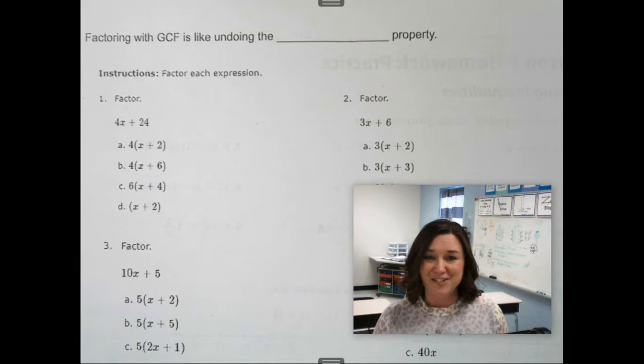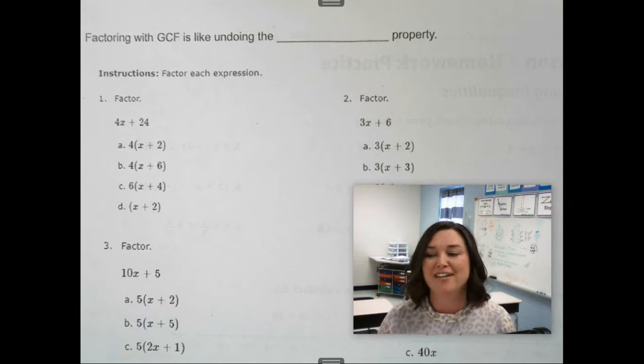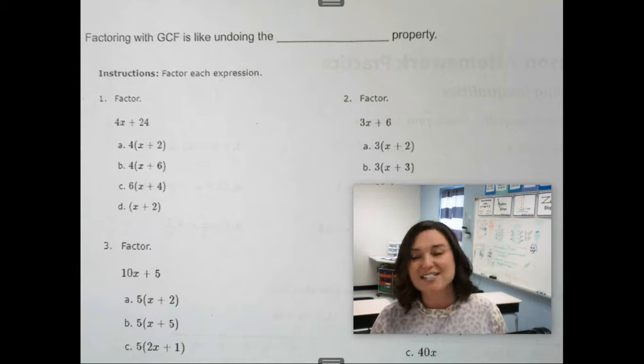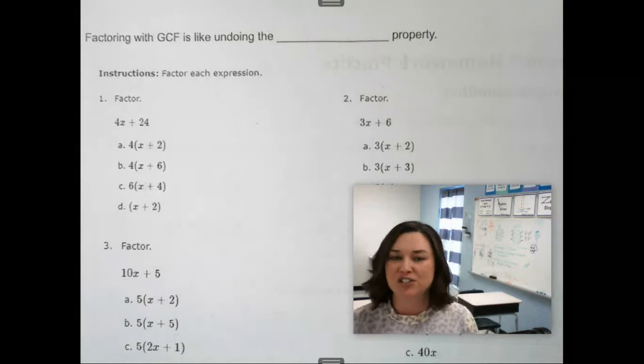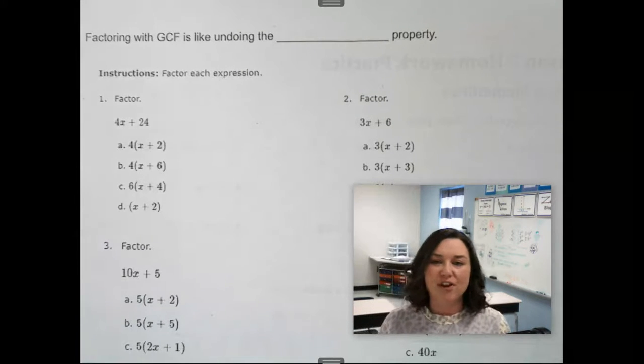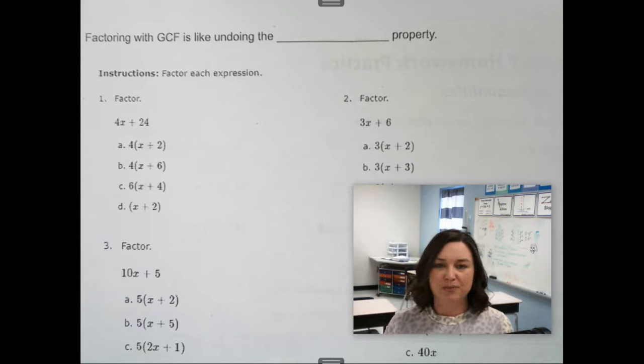Our last topic this week is on page 9 in your packet, so turn to page 9. And this topic is factoring linear expressions. Now, this is GCF factoring, or called undoing the distributive property.